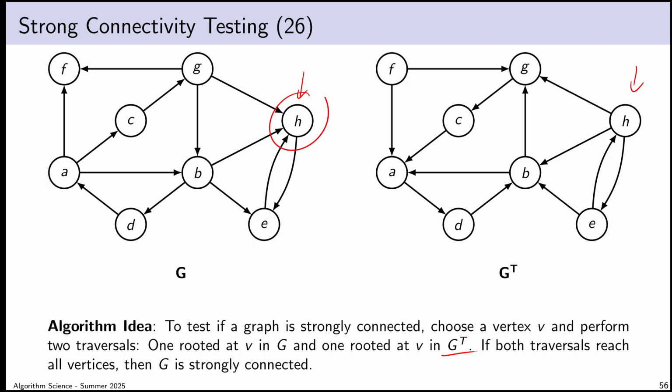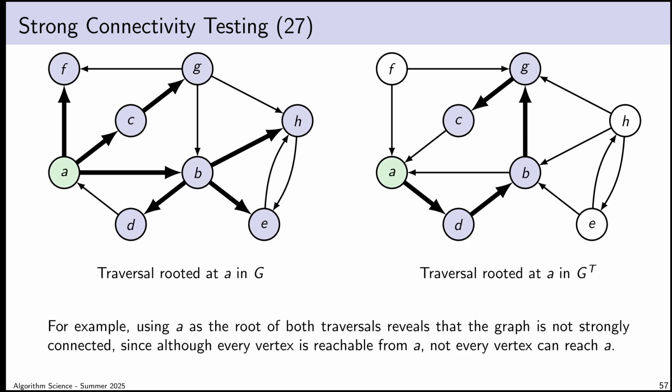Suppose I choose H as my hub vertex here. If I discover that all vertices can reach vertex H, and that H can reach all vertices, then all vertices can reach each other. And that's a consequence of the transitivity of reachability.